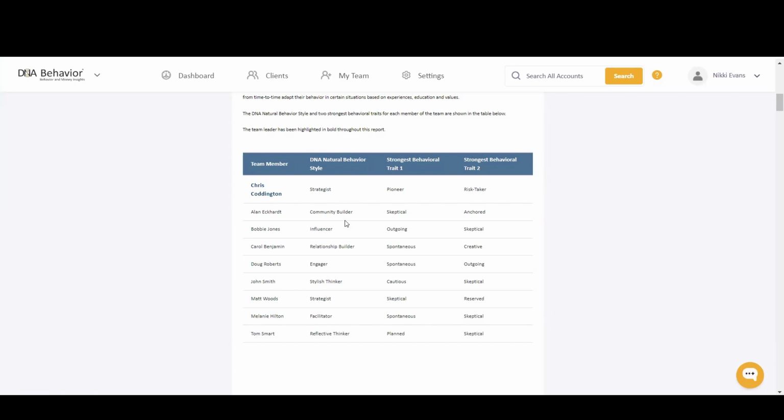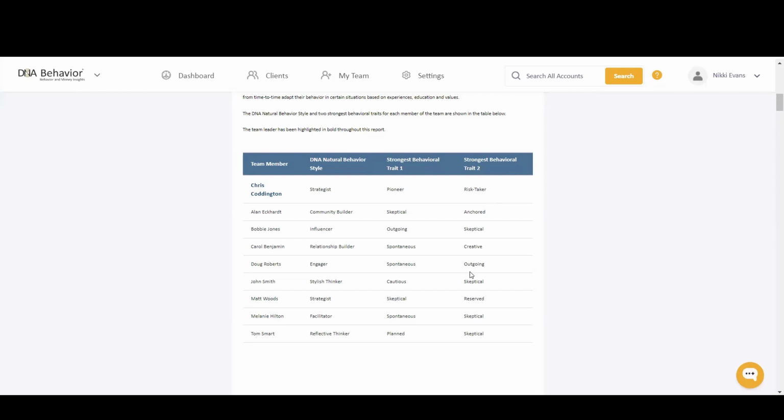So you see here the unique style for each person on the team, and then each of their top two behavioral traits. So if we're thinking about John and Chris, Chris is a strategist who's very pioneering and risk-taking, where John is more cautious and skeptical. So cautious and risk-taking are opposite behavioral traits. And so you're going to see there this push and pull. And so potentially that's why Chris hired him, is that he wanted somebody to counterbalance his strong risk-taking. It could also end up being an obstacle for them that they have these opposing strengths.